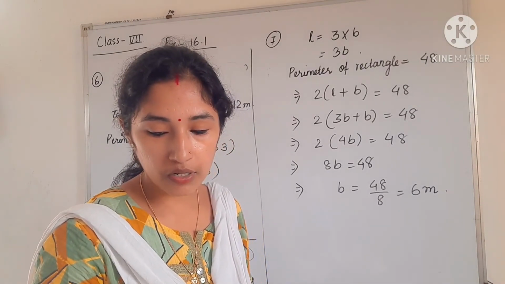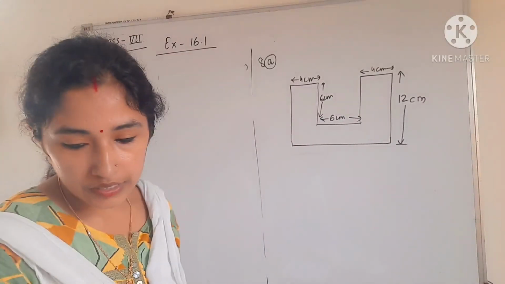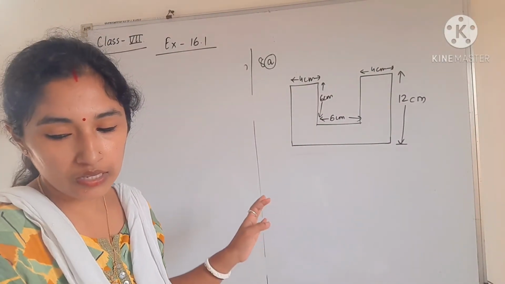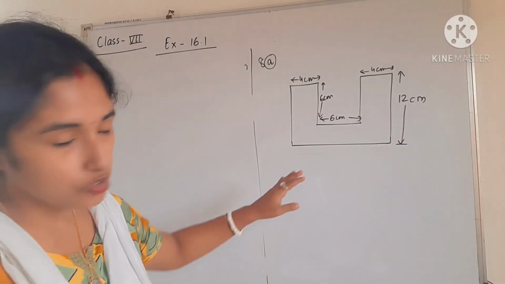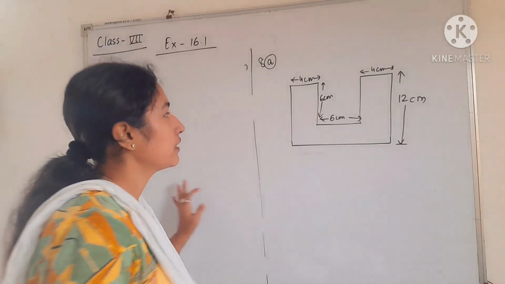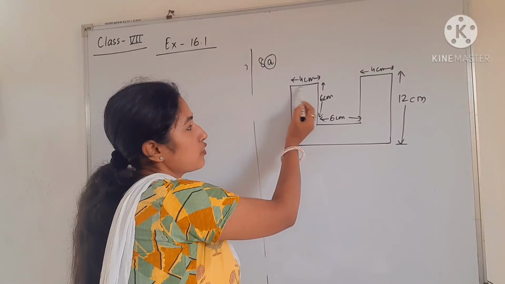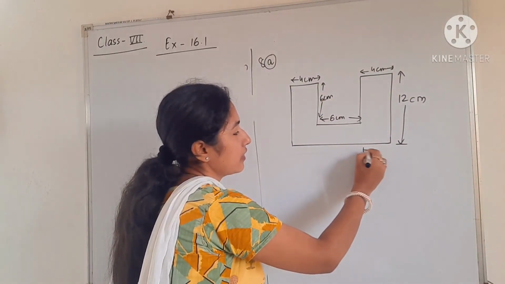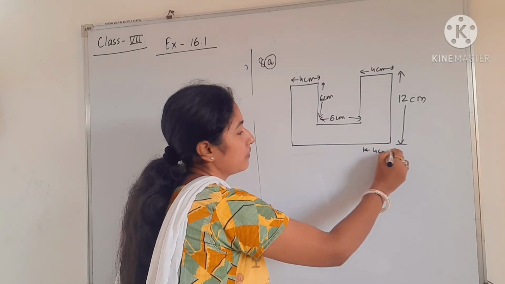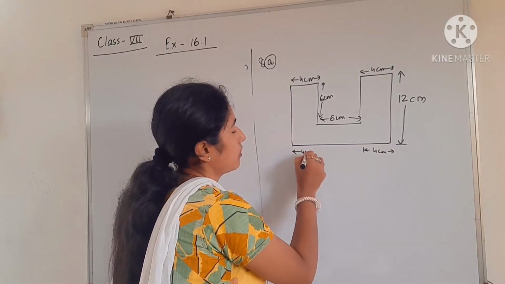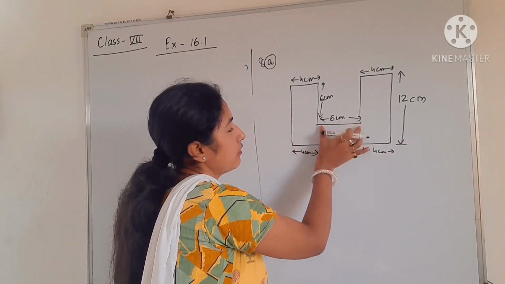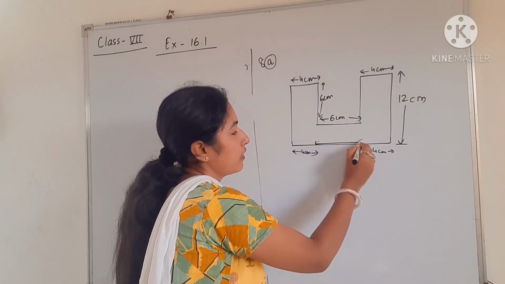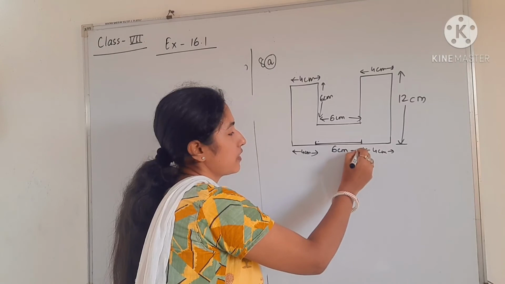Okay, next is number 8. In number 8a you have to find the perimeter of this figure. Number b you have to do by yourself. So you can see here how to find it. See, this length is 4 and this is also 4. So this length is also equal to 4 centimeter. This is also 4 centimeter. And already it is given from here to here, this is 6 centimeter. That means from here to here, this will also be 6 centimeter.